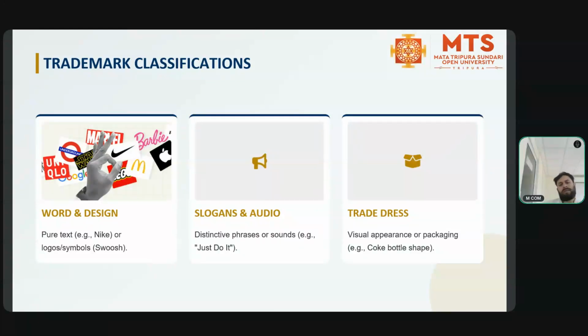Slogans and sounds. Like LIC's slogan is "Jindagi ke saath mein zindagi ke baad." And maybe audio, like Nokia, connecting people. Trade dresses, the visual appearance of packaging, like the Coke bottle shape, like this one, or Mountain Dew. It's a different color, green.